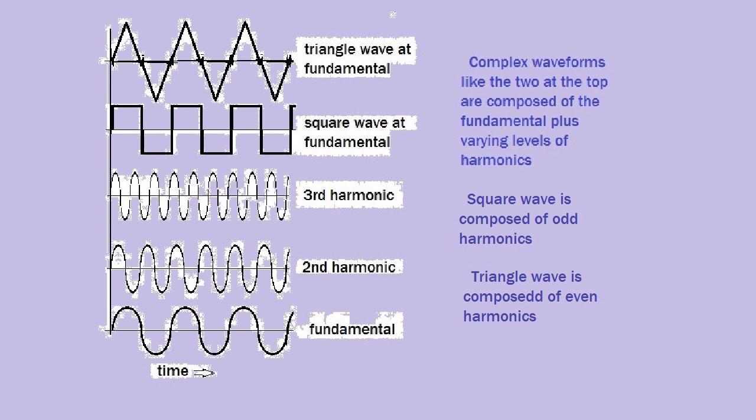So the second harmonic of a 1 kilohertz sine wave, or a 1 kilohertz fundamental, would be 2 kilohertz. The third harmonic would be 3 kilohertz. The fourth harmonic of a 1 kilohertz fundamental would be 4 kilohertz, and on and on. So it's the amplitude and the phasing of those harmonics that give a sound a particular tone or voice.